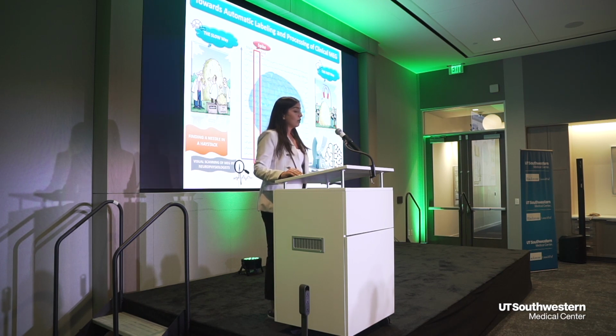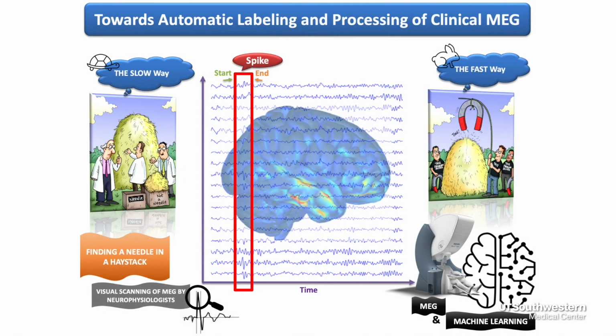My code takes the clinical resting state MEG signal as an input and then provides us with the output, which is the spike time points. We are using the clinical resting state MEG signals as an input to our machine learning, and then we train our network based on that to detect and predict the labels for the spikes.